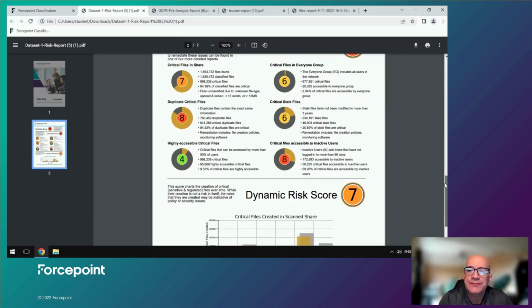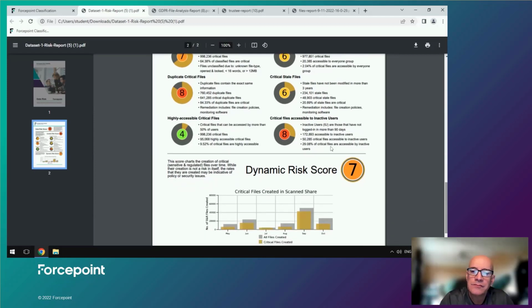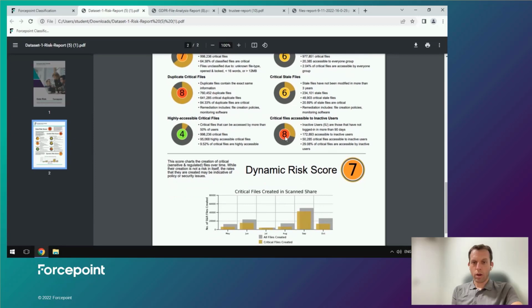Right. We can see below critical stale files, files which were considered critical by AI and ML and have not been modified or touched for 2 years. So these are files which are a risk, and usually, as we said in the previous webinars, I will move them to some kind of archive or quarantine or maybe backup. Mm-hmm. And this one, a risk with a score of 8, critical files which are accessible to inactive users. So this is very, very dangerous.